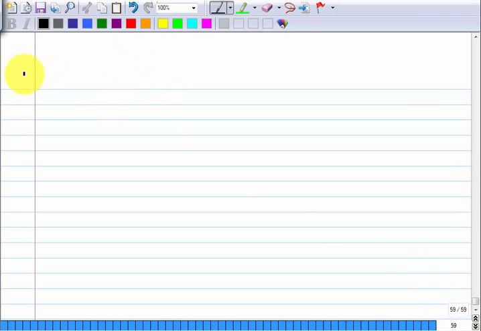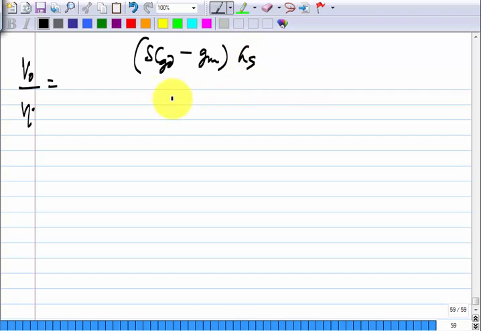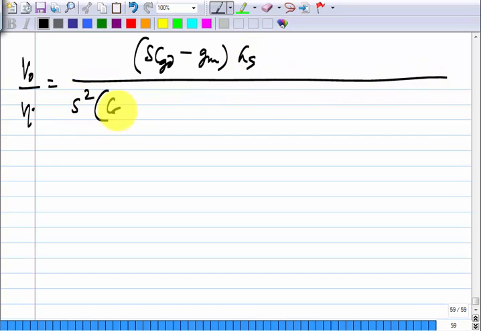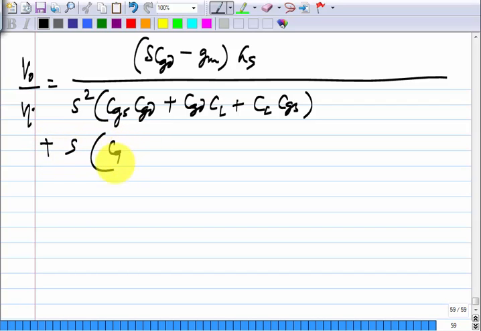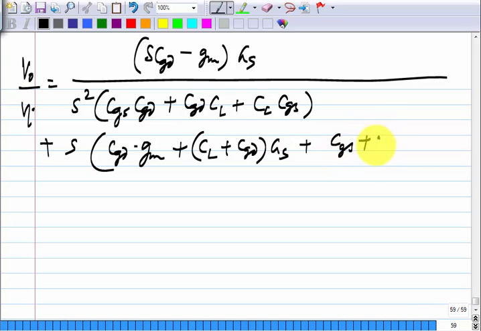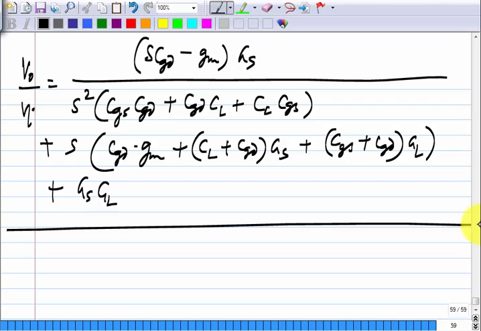So, let me rewrite that. Okay, so please catch the frequency response of this. Where are the poles?